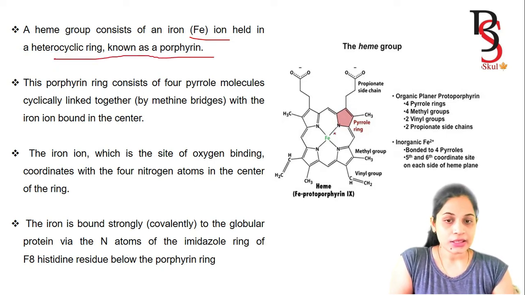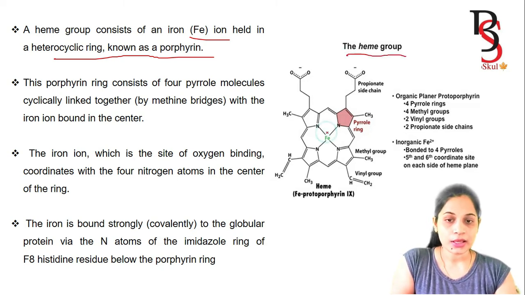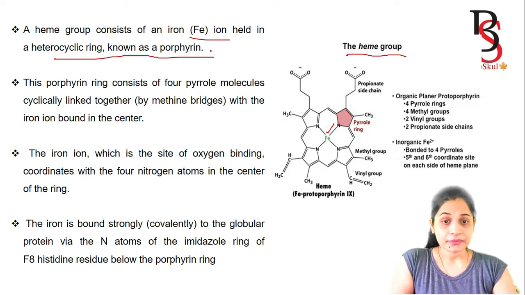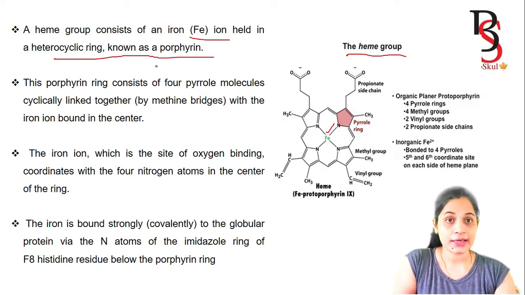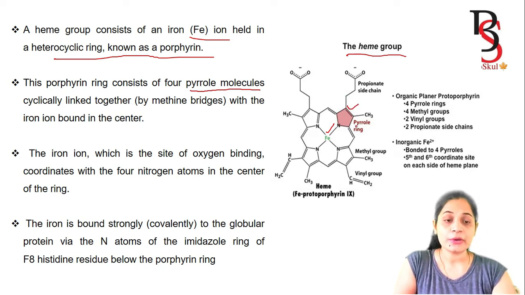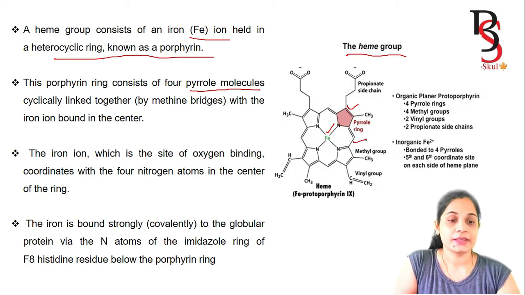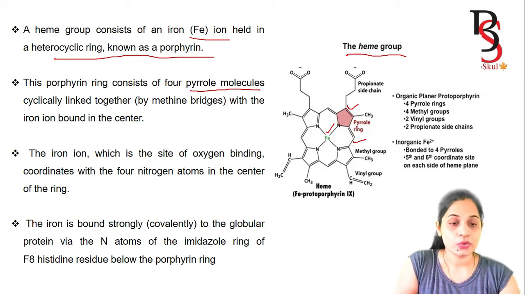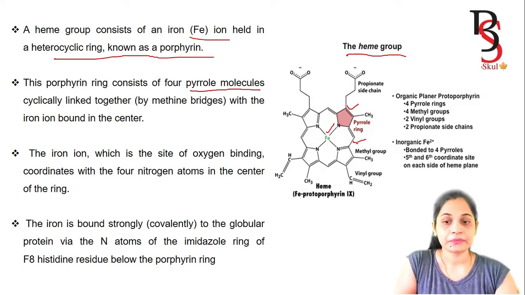Here you can see the structure of the heme group. In the center there is an iron atom, held in a heterocyclic ring known as the porphyrin ring, and the porphyrin ring consists of 4 pyrrole molecules. Here you can see the pyrrole molecules. How many pyrrole rings are present? There are 4 pyrrole molecules, and they are linked together by methyl bridges, with the iron at the center.